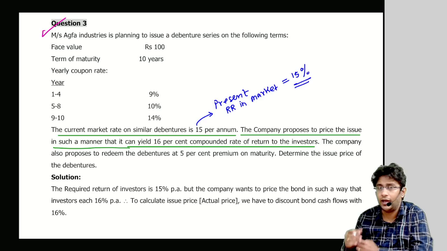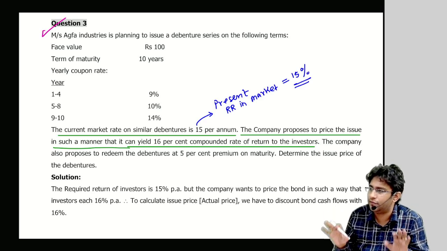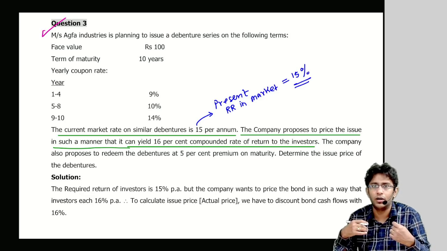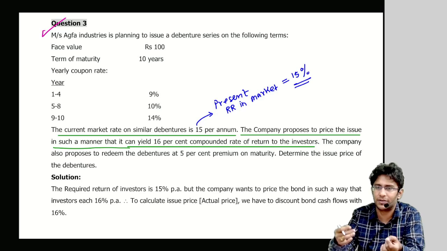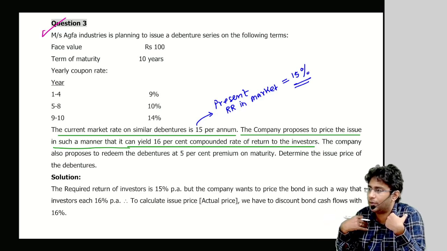What is the meaning of that? I know, I did my research. I observed that the public are expecting a return of 15%. Tomorrow, if I offer the bond with a coupon rate of 10% or 12%, the public may not buy the bond. The issue fails. I will not get my money.